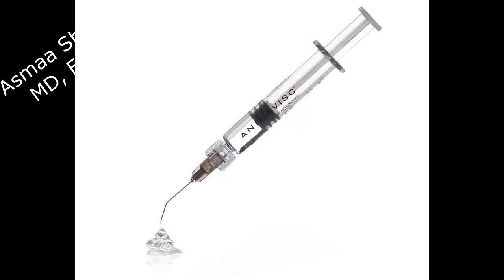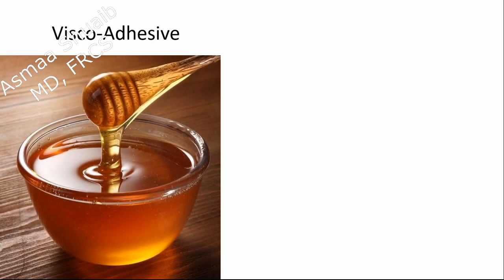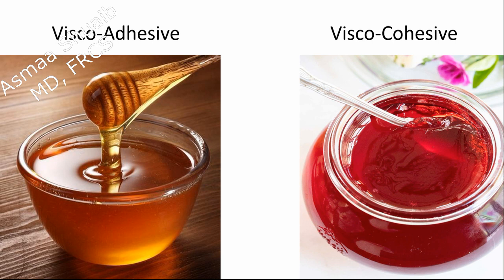Hello, in this video I'm going to talk about the different types of viscoelastic materials used in ophthalmic surgery. When I'm talking about the viscoadhesive or the viscodispersive material, I'm basically talking about honey because its characters are very similar to honey. And when talking about the viscocohesive material, I'm basically talking about Jello because its characters are very similar to Jello. So in this video, we are going to talk about the difference between the viscocohesive and the viscodispersive materials, and we are basically talking about the difference between Jello and honey.